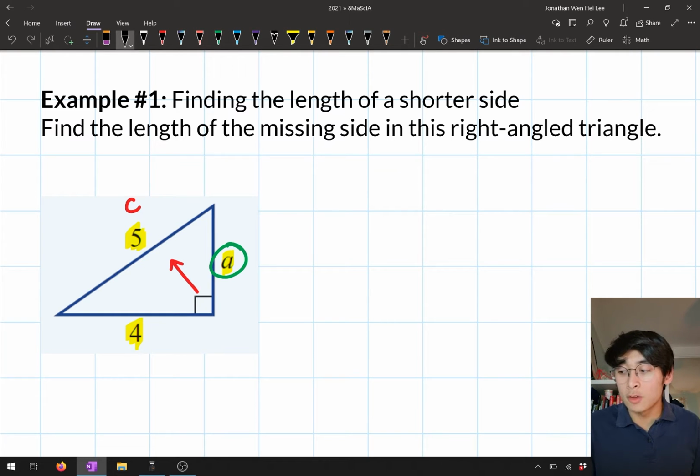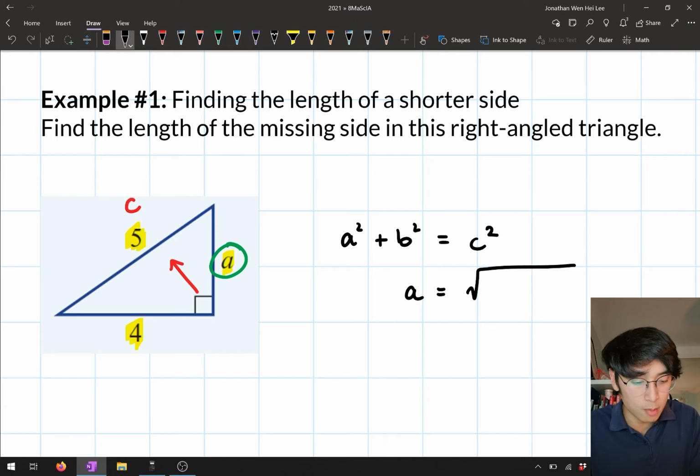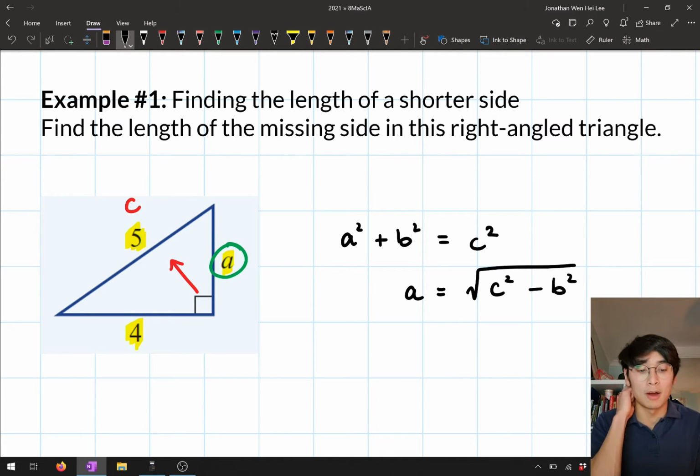What I'm going to do is first rewrite Pythagoras' theorem. This time I'm going to write it as a squared plus b squared is equal to c squared. And when we rearranged this, it became a is equal to the square root of c squared minus b squared. That was when we rearranged it above. Now that I've done this, all I need to do is replace c and b with the values for them.